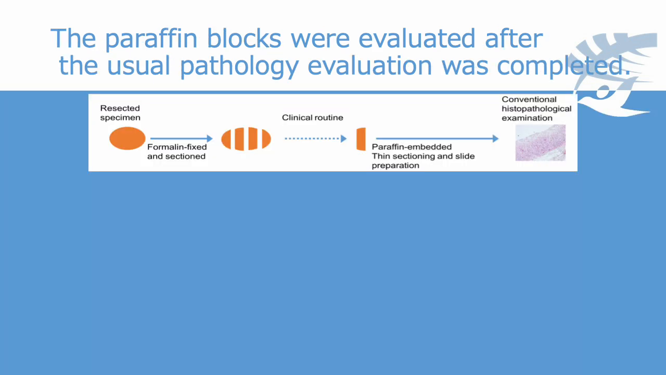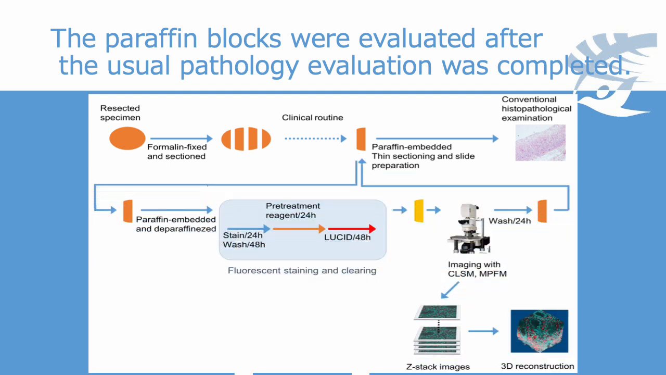Based on these results, we have decided to expand the scope of evaluation to human specimens. This is the normal specimen flow. After formalin fixation, the excised specimens are divided, paraffin embedded, and thinly sliced for pathological evaluation. We have decided to observe the paraffin blocks that have been clinically evaluated and stored by LUCID transparency after deparaffinization. Of course, the specimens that have been cleared and observed are returned to paraffin embedded form.